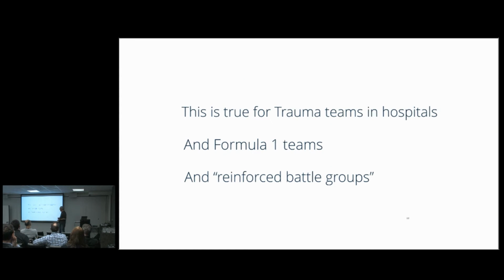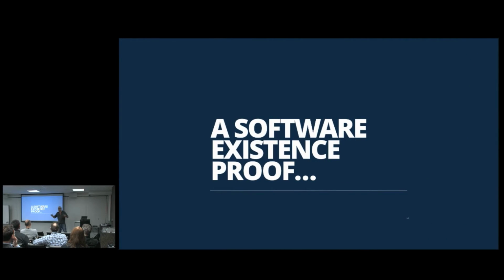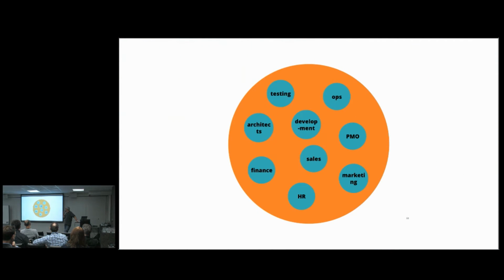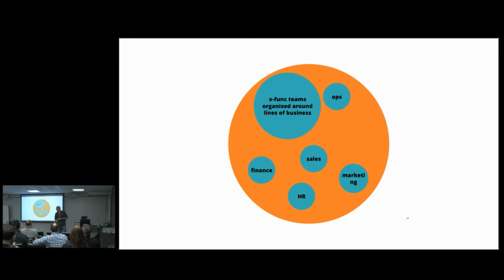Sounds as if this is all sort of coming together a bit. What does it look like for software then? So you've got this set of functional-based roles, silos. What happens if we merge some of these together into these cross-functional teams organized around these stable lines of business functions? That's the idea.